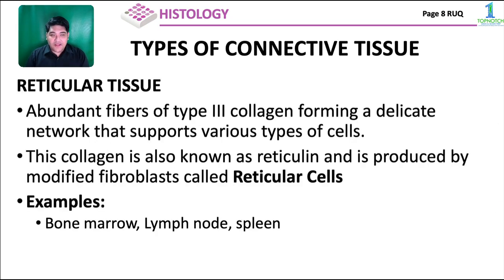And then we have your reticular tissue. Abundant fiber of type 3 collagen. O, diba? Paulit-ulit, type 3 collagen. Delicate network that supports various type of cells. So, this collagen is also known as your reticulin and is produced by your modified fibroblasts called reticular cells. Okay, bagong word, reticular cells produced your reticulin. Example ng reticular tissue nyo, bone marrow, lymph node, and spleen.